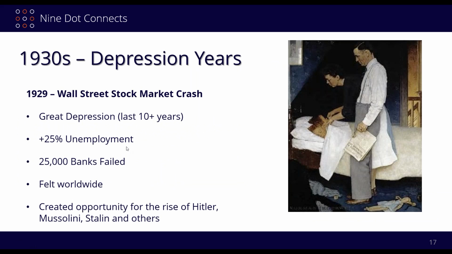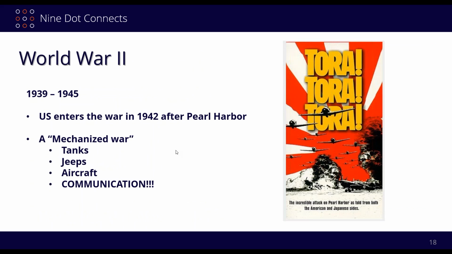All right, 1930, we get into the Depression years. And just very quickly, 1929, Wall Street stock market crash. So all these great inventions and innovations all kind of came to a crashing end. And unfortunately, the Great Depression, which lasted 10 years, 25% unemployment, 25,000 banks failed, and it was certainly felt worldwide. It was not just a U.S. phenomenon. But what happened there is because of this crash, ultimately, it created an opportunity for the rise of infamous leaders like Hitler, Mussolini, Stalin, and others, which will lead us here into World War II.